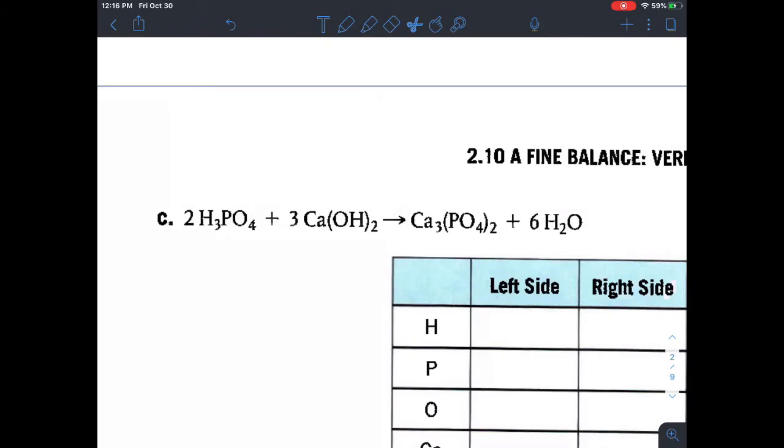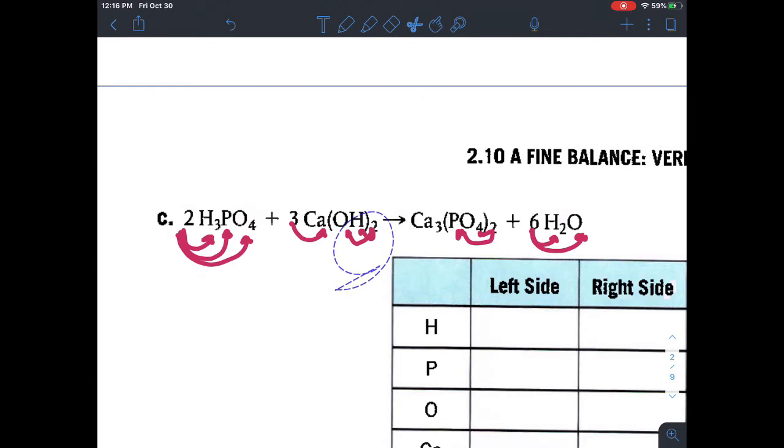And then for part C, I'm going to do the same thing. I'll distribute the 2 to everything. I'll distribute the 3 just to the Ca, and then the 2 I'm going to distribute backwards. So that's a little bit different, something new there. And then I'll distribute the 2 there backwards and distribute the 6 as well.